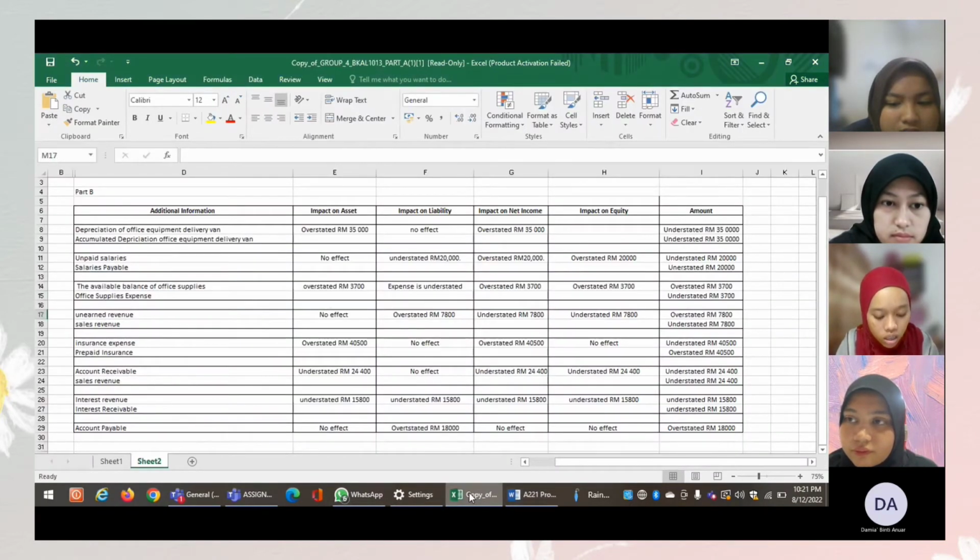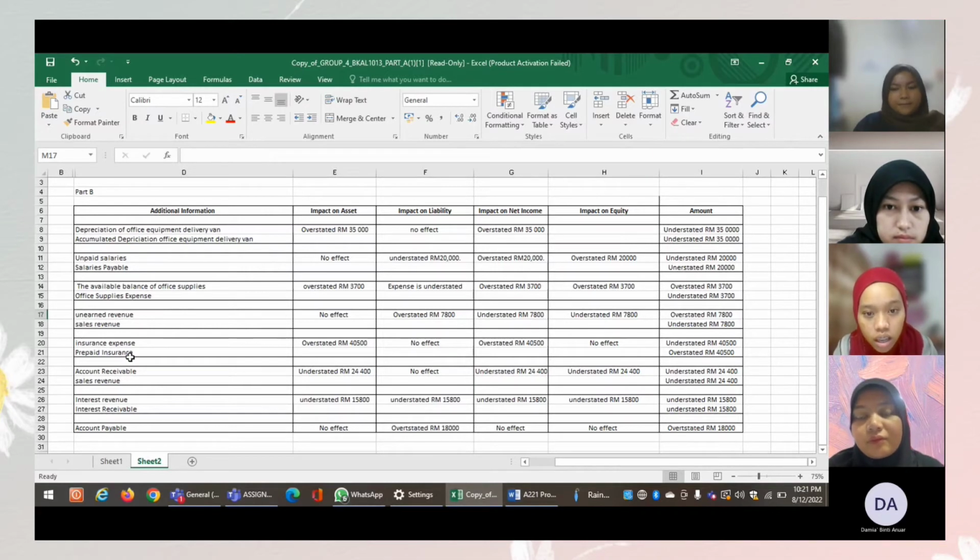So the answer will be: the insurance expense overstated 40,500 in asset and no effect in liability. And net income will be overstated 40,500 and in the equity there will be no effect. The amount for insurance expense will be understated, and for prepaid insurance will be overstated 40,500.